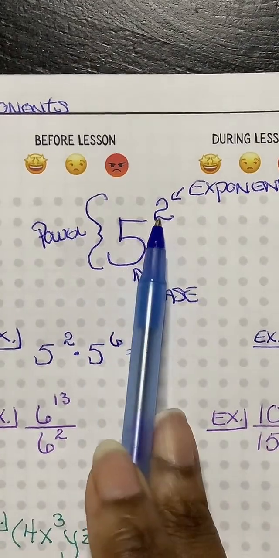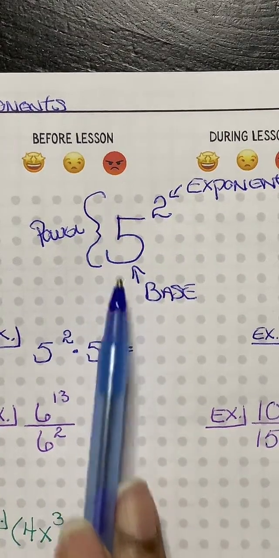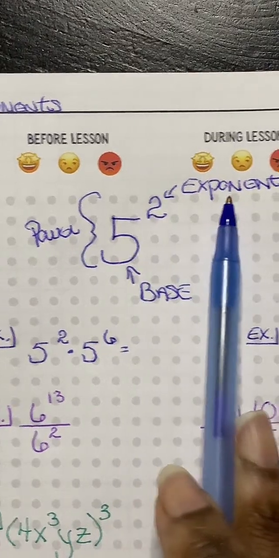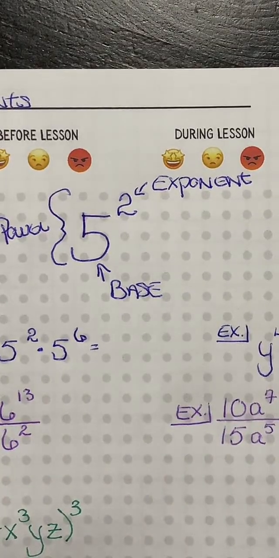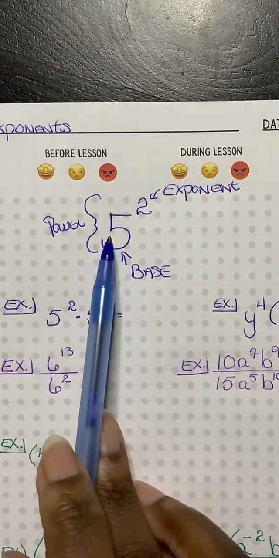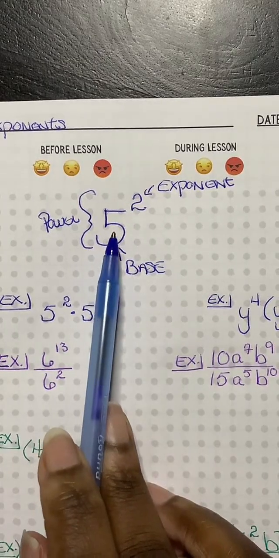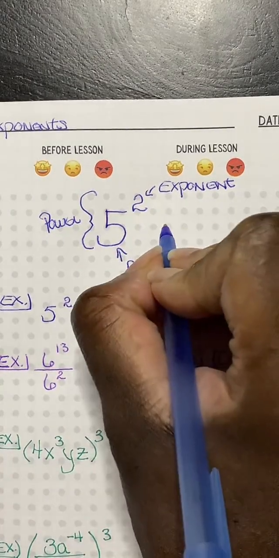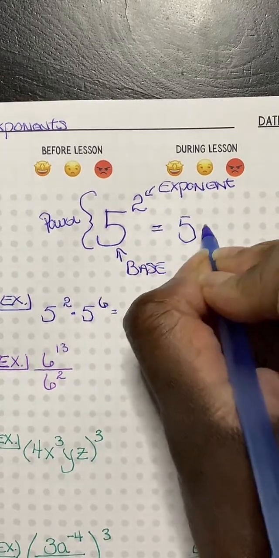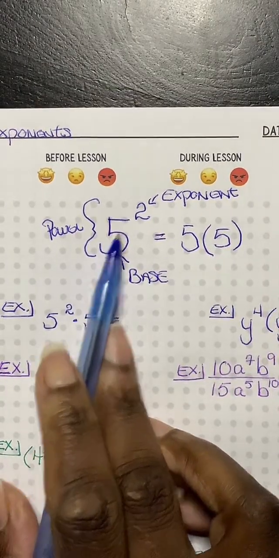So 5 squared, that whole thing is called a power. Now, the 5, that's your base. The 2, that's your exponent, okay? So the 2 is basically saying, how many times do I multiply this base to itself? So if I'm saying 5 squared, this is the same as saying 5 times 5, okay? It is not 5 times 2.